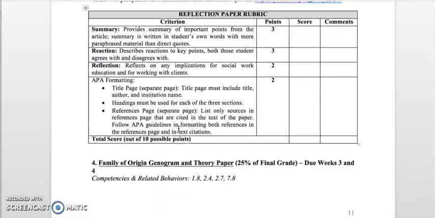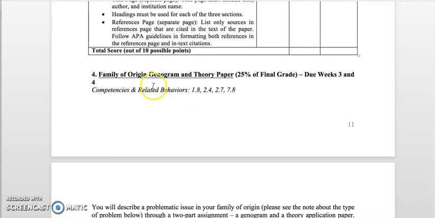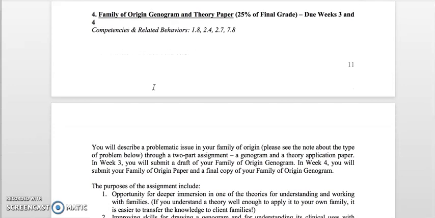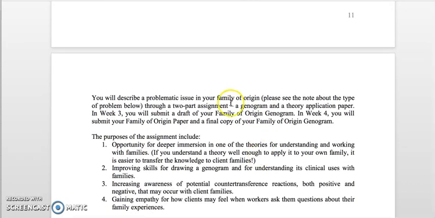All right, so the bigger papers are the Family of Origin, Genogram, and Theory paper. That is, you will describe a problematic issue in your family of origin, and please look at a particular note provided below about the type of problem that we're looking for, through a 2-part assignment, creating a genogram and then writing it up in terms of that particular approach.